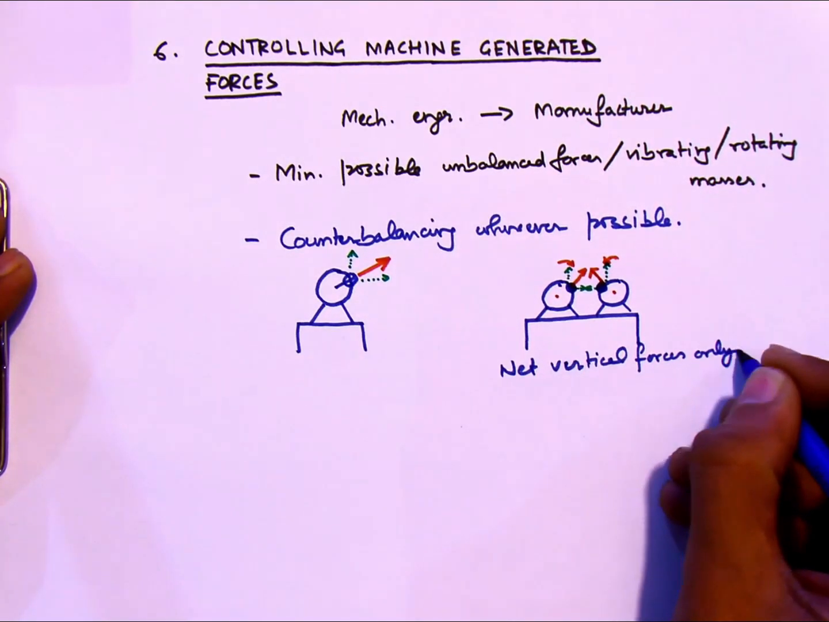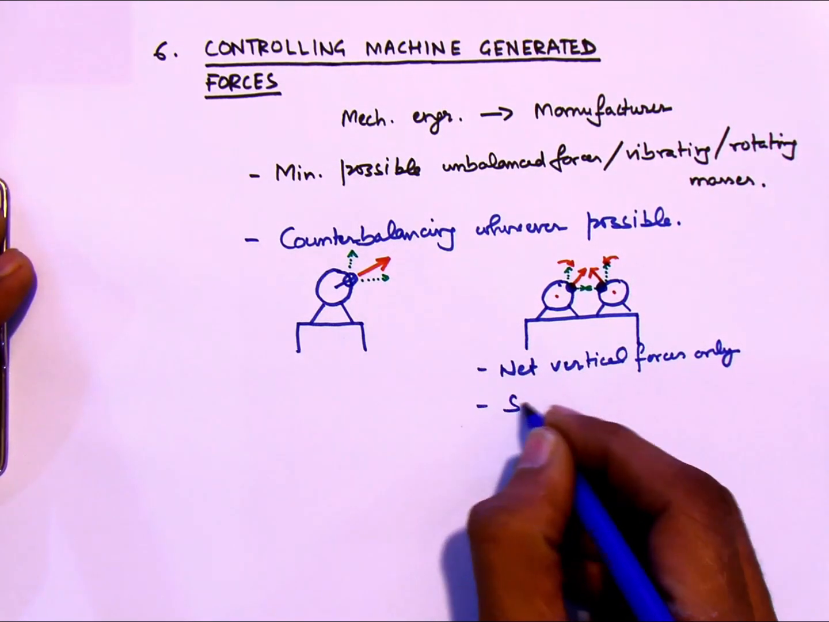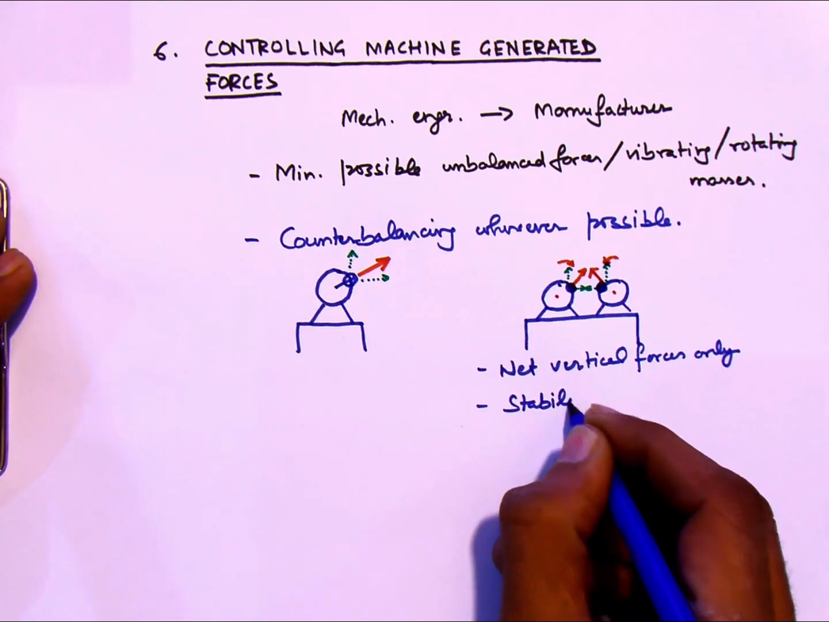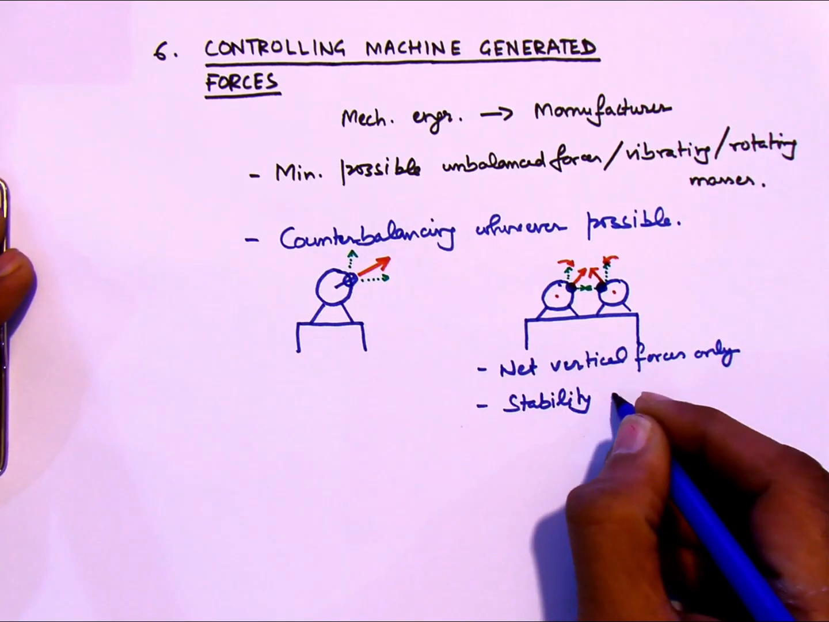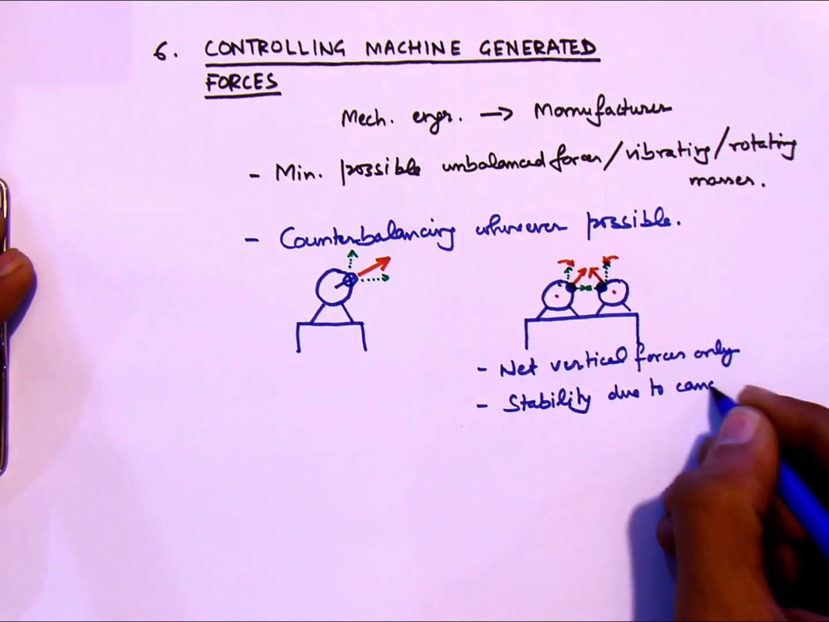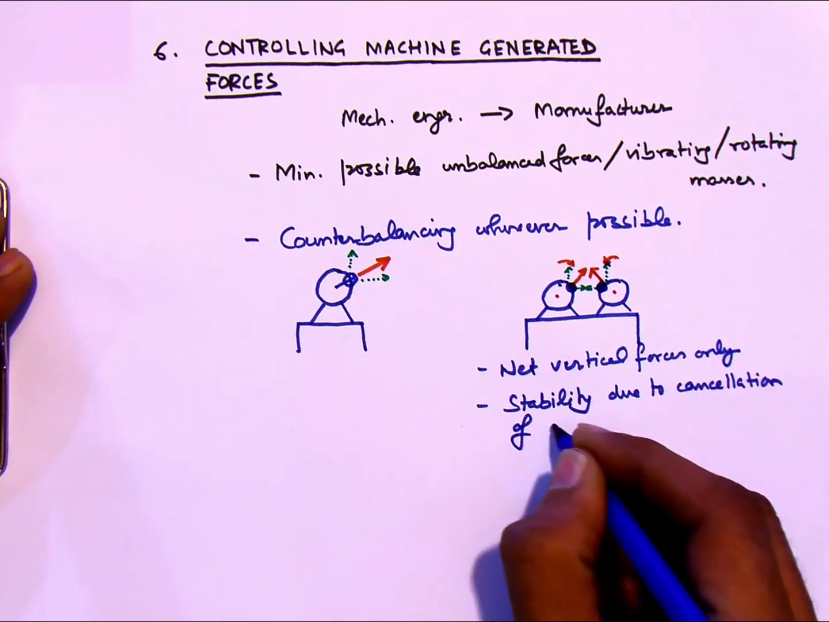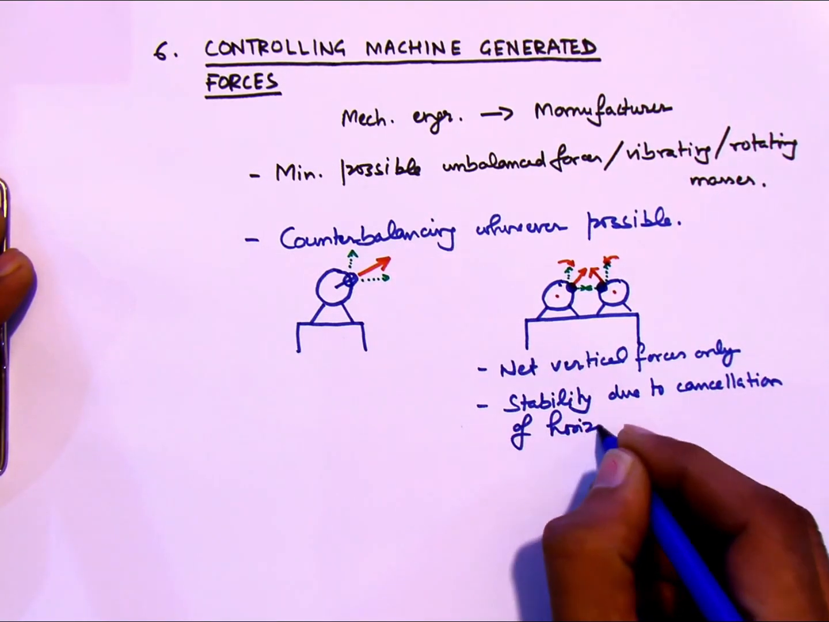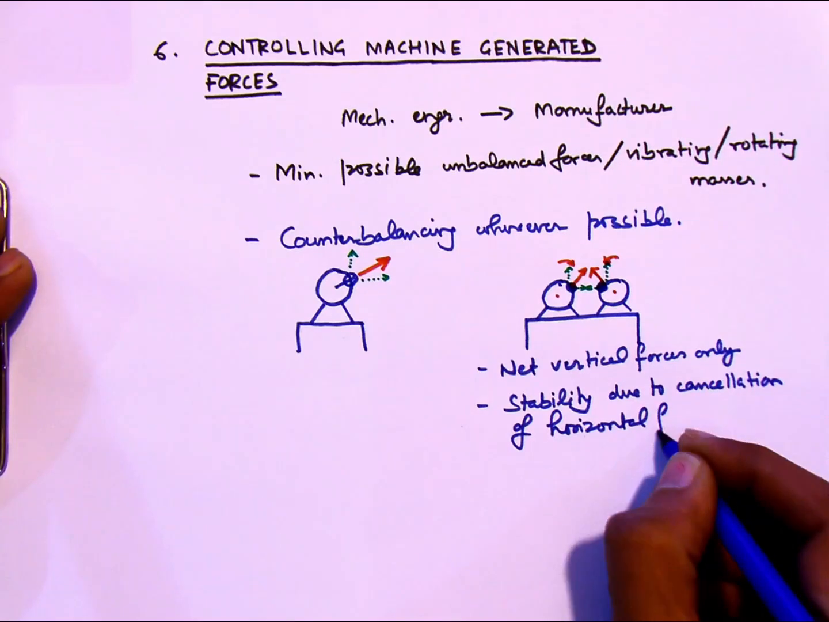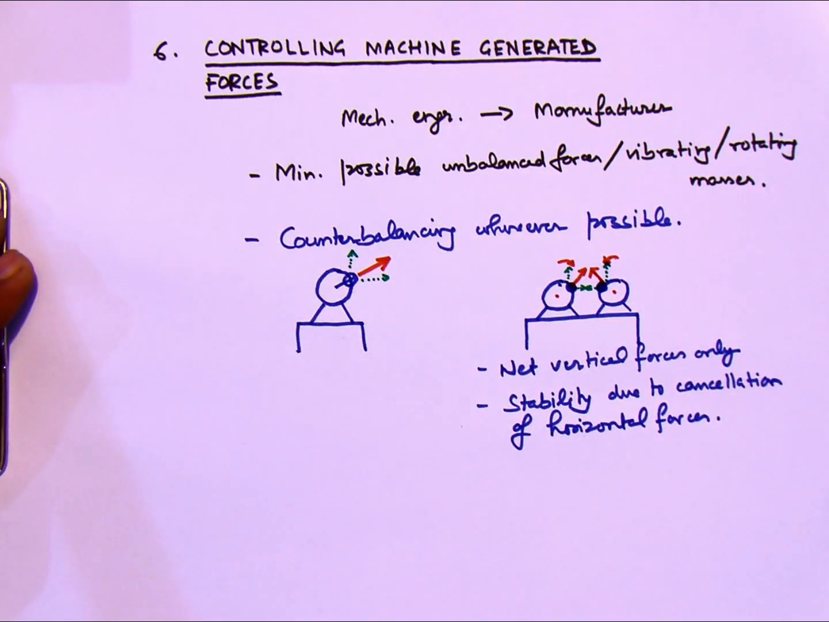Imagine a horizontal force acting at a certain lever arm, so that imparts not just the horizontal force but also a moment on the foundation on which the machine is supported. So in this way, the designer of the machine must explore the possibilities of warding off at least the horizontal component of the forces.